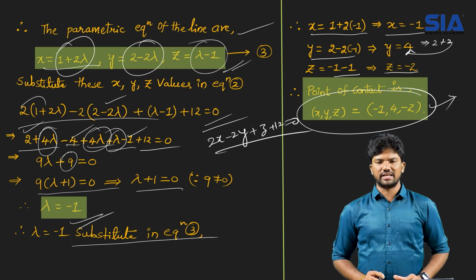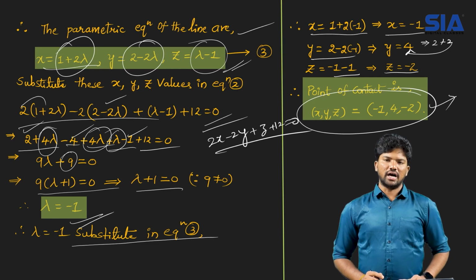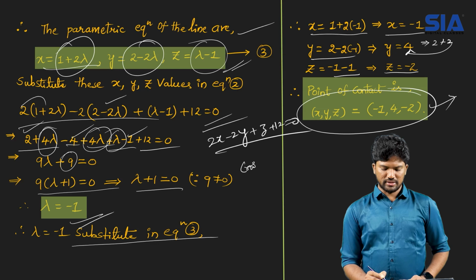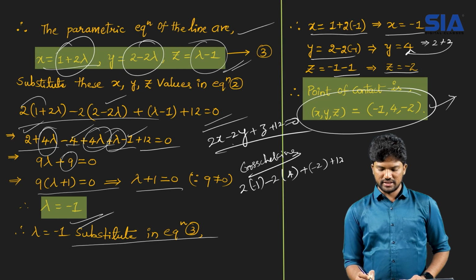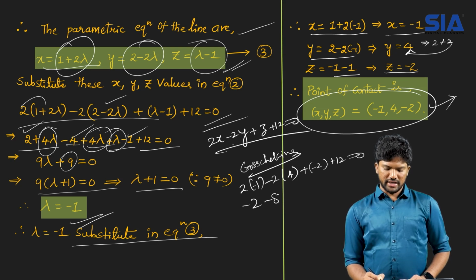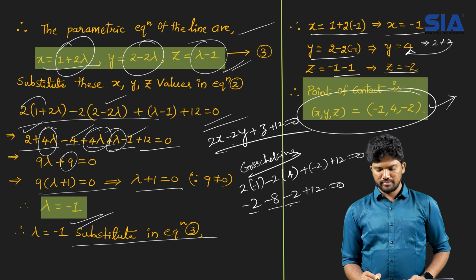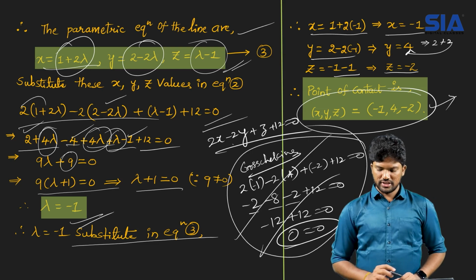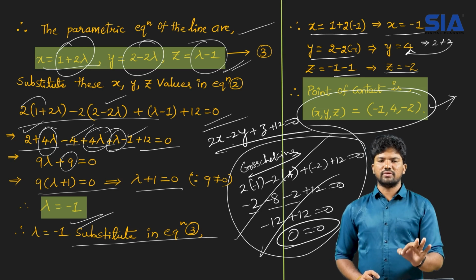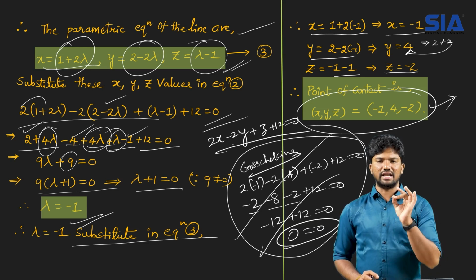Even if you substitute this value in the given plane, you will get LHS is equal to RHS. That is just the verification process, cross checking once. Substitute the values: x value minus 1, minus 2 into y value 4, plus z value minus 2, plus 12 is equal to 0. Minus 2 minus 8 minus 2 plus 12: minus 12 plus 12 is equal to 0. 0 is equal to 0. We got the verification as well. This total process is not needed to write in the examination, but for your confirmation, you should cross check after getting the solution whether the values are correct or not.